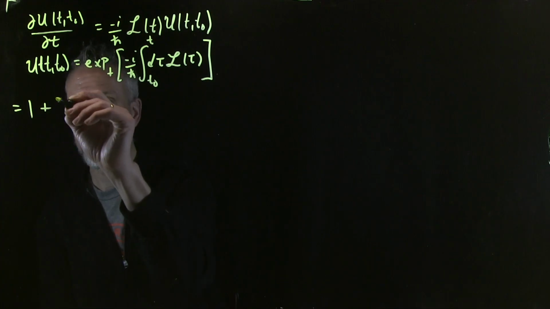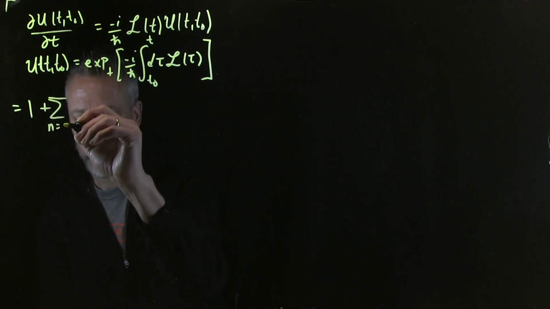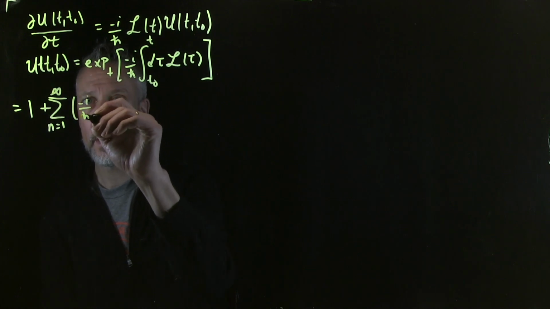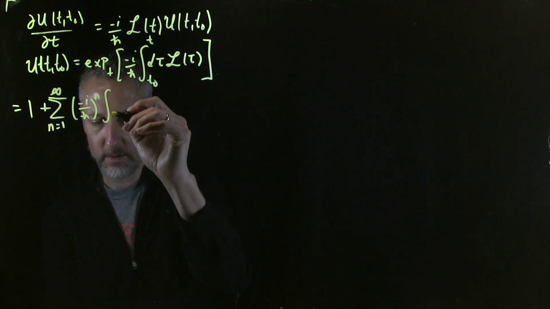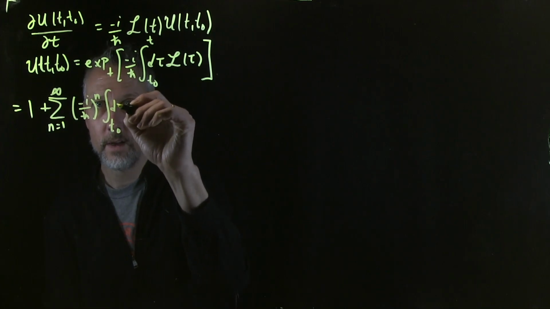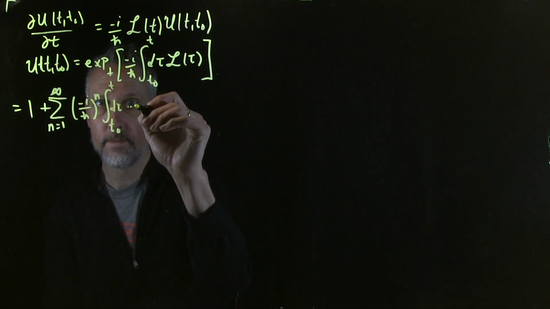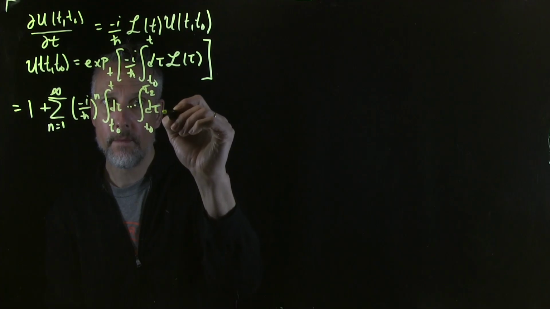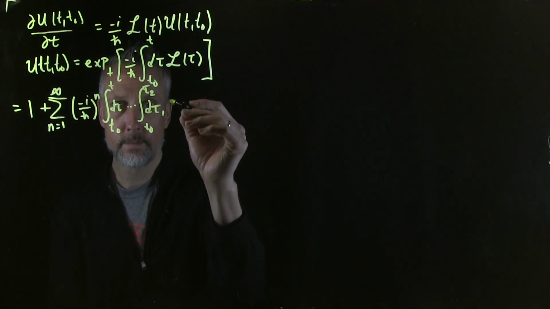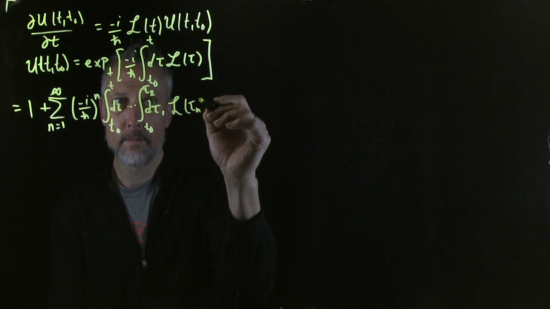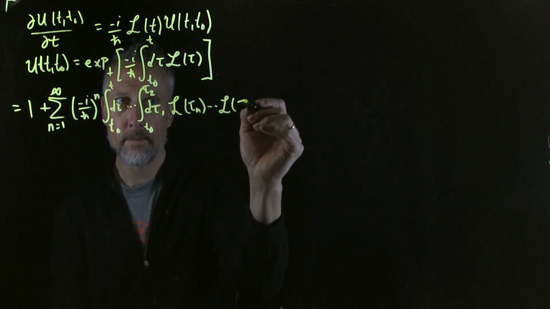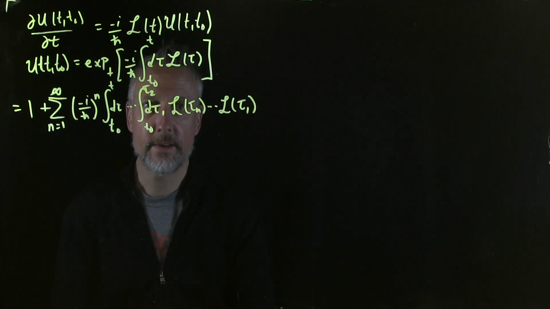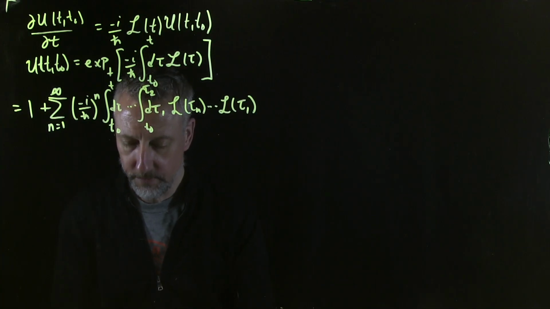It's 1 plus the sum of n equals 1 to infinity of minus i over h bar to the n, and then all these integrals. And now instead of these integrals having H in them, the integrals have L. All right, so that's what we mean when we say the time-ordered exponential operator. It's the same exact thing.